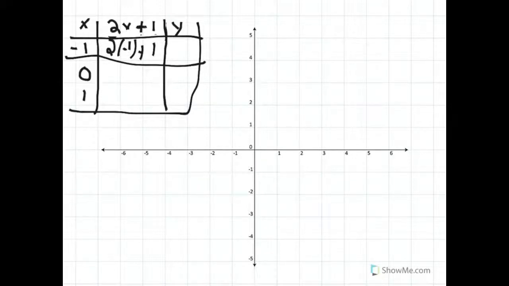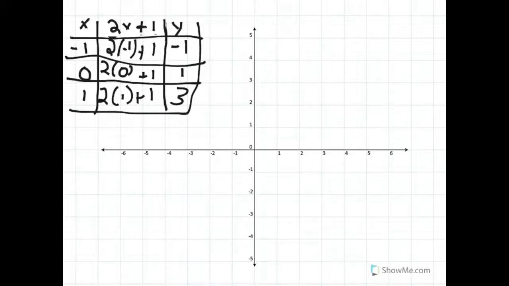Okay, we have to do the multiplication first. 2 times negative 1 is negative 2, plus 1. Our y is negative 1. Okay, 0. 2 times 0 plus 1. Well, 2 times 0, of course, is 0. Plus 1, we have positive 1. Well, what if we have x equals 1? Then we have 2 times 1 plus 1. 2 times 1 is 2, plus 1 is 3.